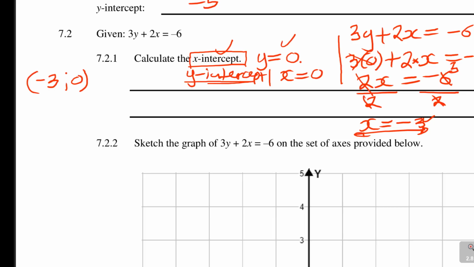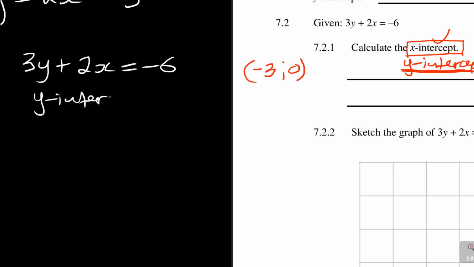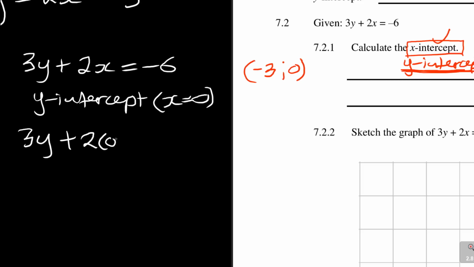I want another one now. I want the y-intercept. What is the y-intercept? x is equal to 0. The working is still the same. So what I do, I take this one and say 3y plus 2x is equal to minus 6. And I told you, what do you say about the y-intercept? x is equal to 0. So I do the same thing I did. 3y plus 2 bracket 0 is equal to minus 6. So I want the point now for y. So 3y, or 3 times y, is equal to, that goes, minus 6.